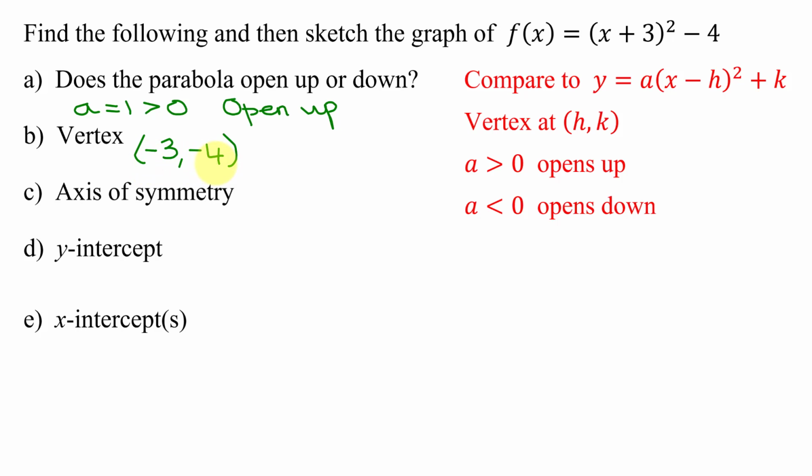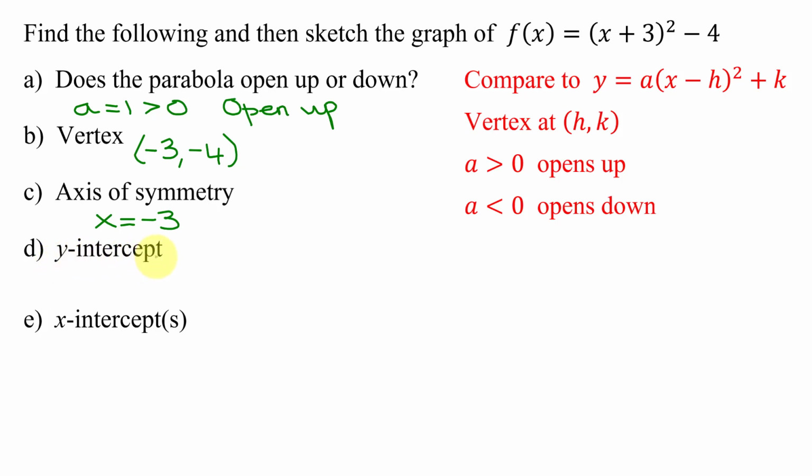So the vertex is at (-3, -4). I can double check that with my knowledge of transformations. If I have a plus 3 inside the function, that is going to shift the graph left 3 units. And a minus 4 outside the function is going to shift it down 4 units. Next, I need to find the axis of symmetry. This is a vertical line that goes through the vertex. Equations of vertical lines have the form of x equals a constant, and since this line goes through the vertex, it has to be x equals negative 3.